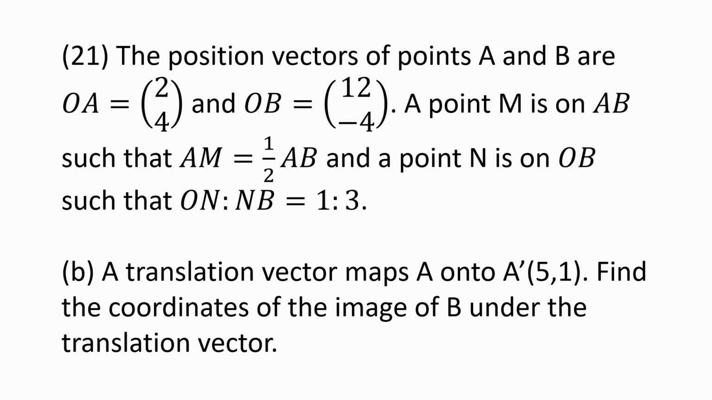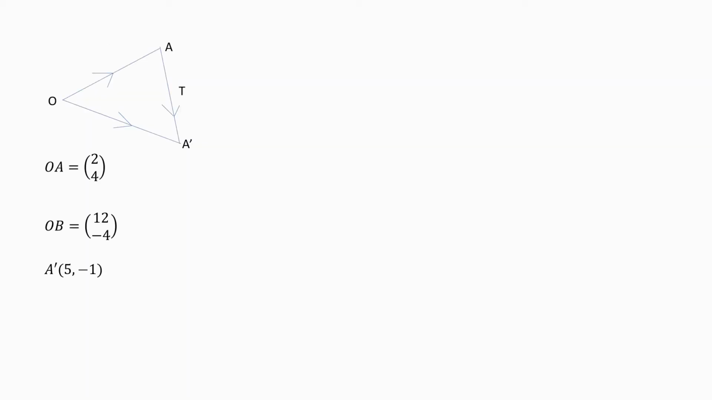Part B, a translation vector maps A onto A prime, (5, negative 1). Find the coordinates of the image of B under the translation vector. So we have the information that a translation vector mapped A onto A prime whose coordinates are (5, negative 1), and we need to find the coordinates of B under the same translation vector.